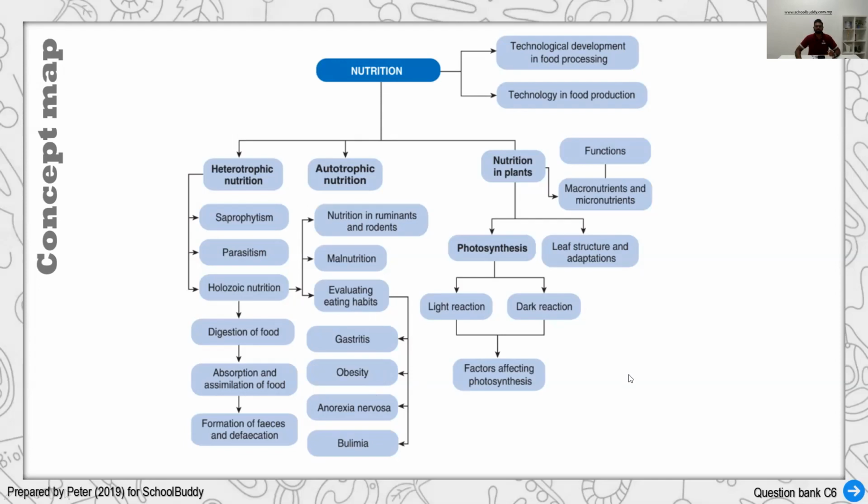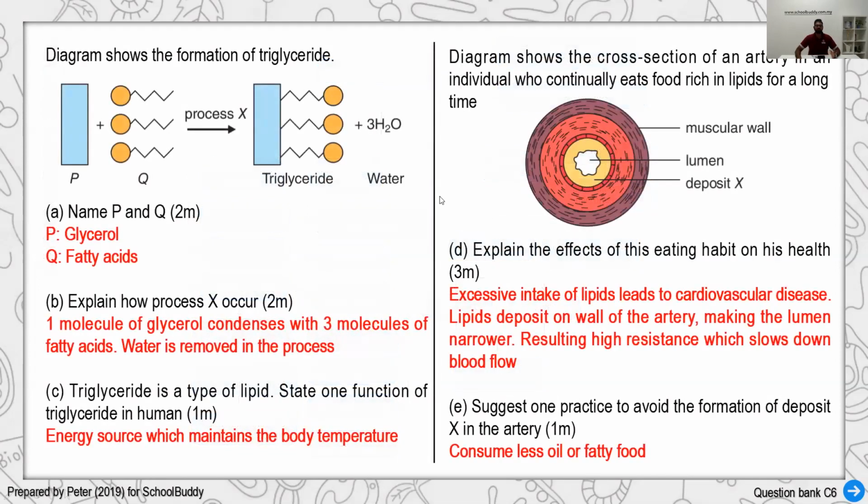So let's move on with some example questions. The first one is on fat digestion. Triglyceride: tri means three, glyceride is the part of fat. So this is how the fat molecule looks. P combined with Q with a process of X produces the triglyceride, and the byproduct is water.